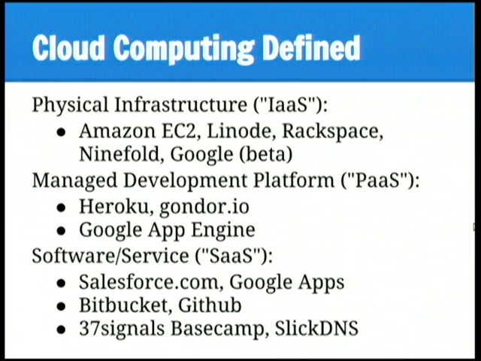I also manage development platforms. That would be platform as a service. Heroku, I think they're presenting here. They're certainly a sponsor. Gondor.io, I think, is a Django-specific hosting platform. Then there's also Google App Engine, which is obviously developed by Google. The original language that App Engine was released for was Python, and since then they've added Java, and more recently they added Go.